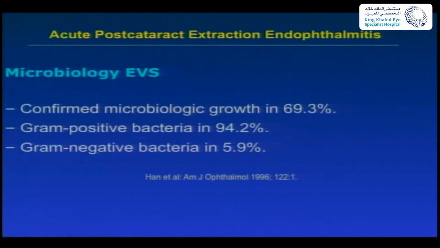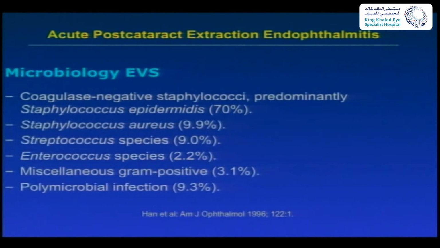In the Endophthalmitis Vitrectomy Study, the endophthalmitis cases were culture positive in about 70%. The majority were gram-positive isolates, 95%, and about 6% were gram-negative bacteria. Among the gram-positive cases, coagulase-negative staphylococci accounted for 70%. And this is good news for post-cataract endophthalmitis: the majority of the cases are caused by less virulent bacteria.